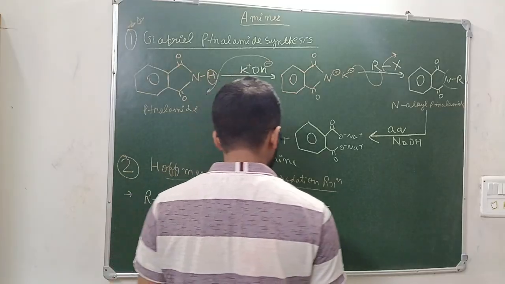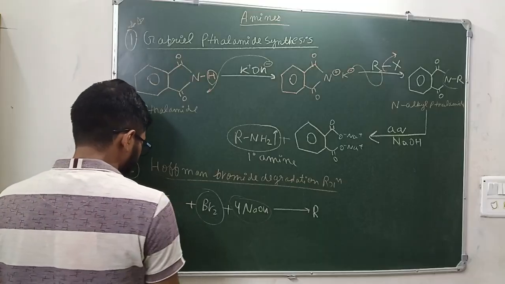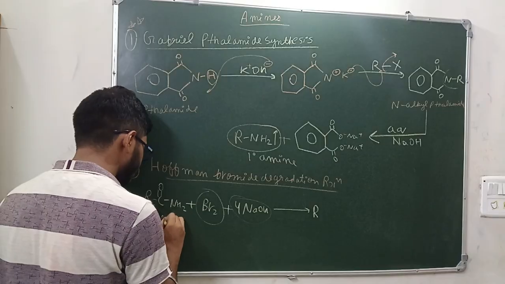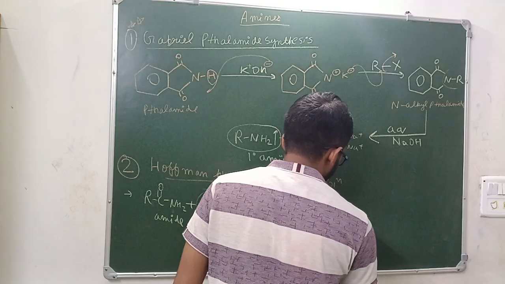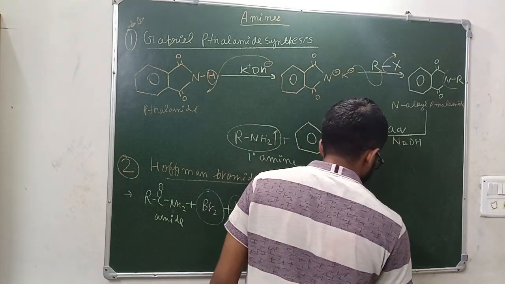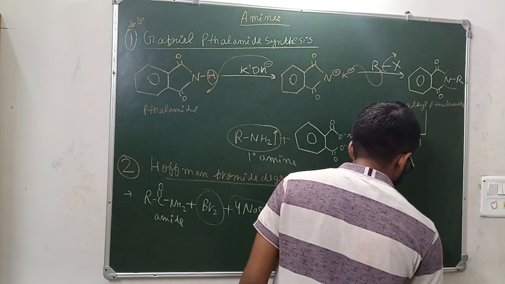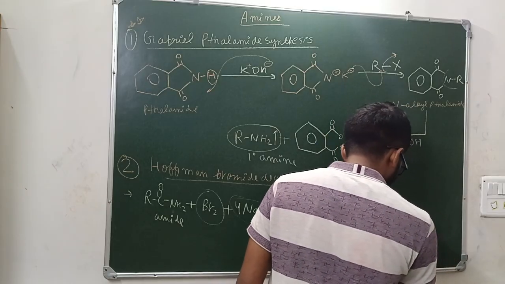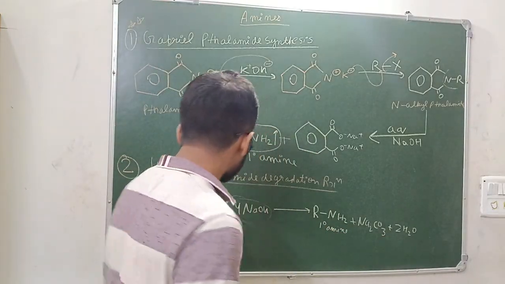Okay, so this will make what? Sorry, here the amide is reacted. I'm really sorry for my mistake. The amide is reacted and 1 degree amine is produced. Okay, and the byproduct is Na2CO3 plus 2 moles of water. This is the byproduct that is formed, Na2CO3 and 2 moles of water.